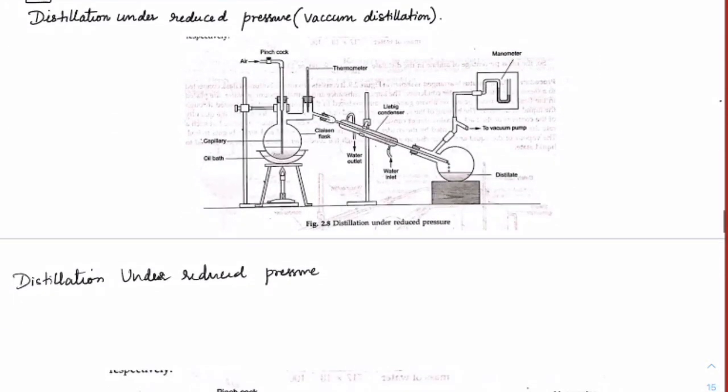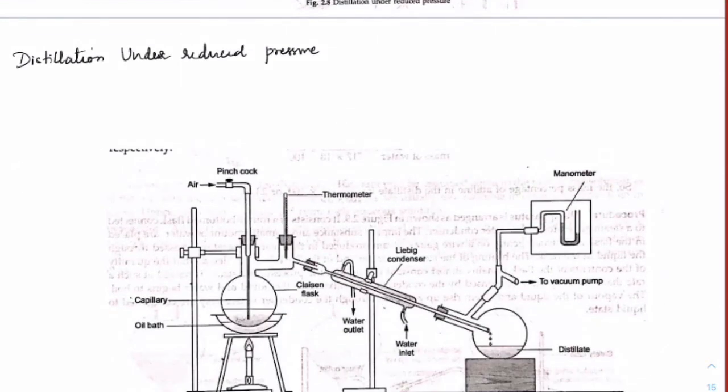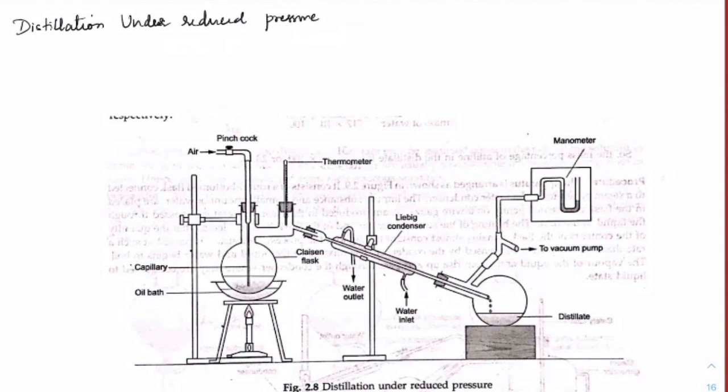Coming to the next part, which is vacuum distillation. When do you see something called vacuum distillation, or distillation under reduced pressure? Now this is an important principle. The best example I can take is glycerol, which we call glycerine. The boiling point of glycerine is around 290 degrees centigrade. Glycerine boils at a very high temperature.